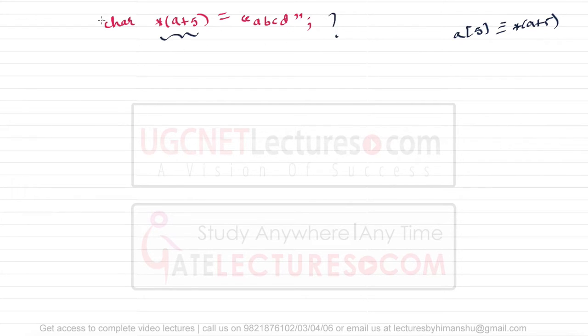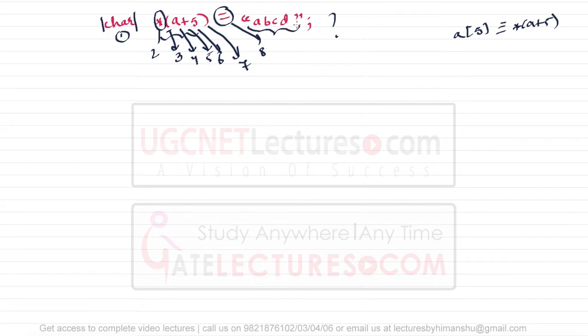For this particular statement, char itself is one single token, this star is the second token, this opening bracket is the third token, a is the fourth, this plus sign is the fifth token, 5 is the sixth token, this closing bracket is the seventh token, then we have the single equal-to sign, which is the eighth token. This entire string is one single token, therefore this is the ninth token, and this semicolon is the 10th token. So in this statement there are 10 tokens present.